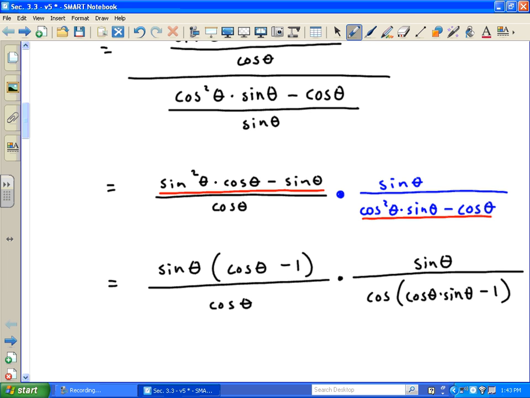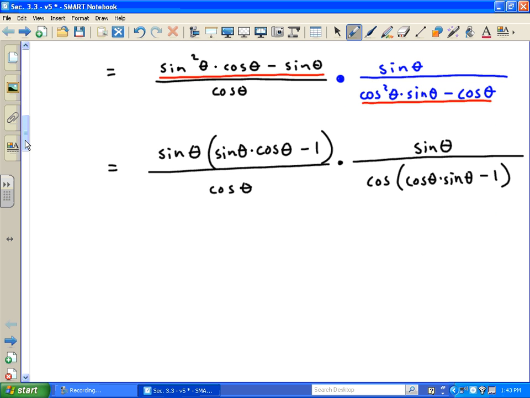Okay, I have a mistake. I need to correct my mistake. The mistake is in the numerator. I incorrectly factored the sine out. When I factor out one single sine, notice that I had sine squared. So I'm actually left with a sine times a cosine and then minus 1. Okay, now what do we see?